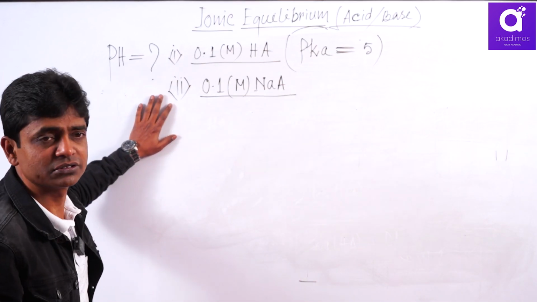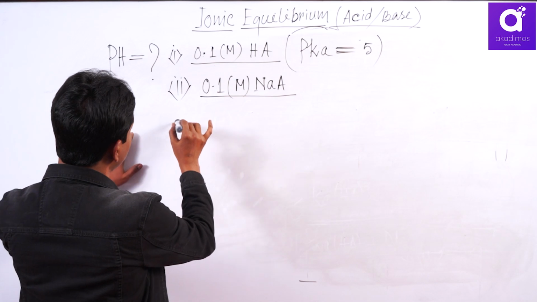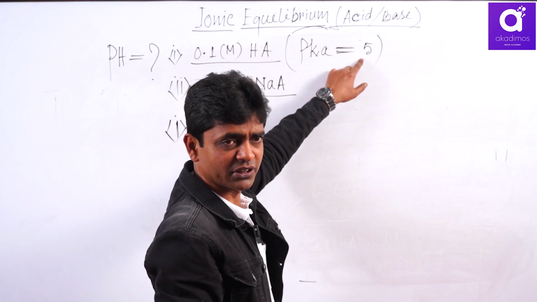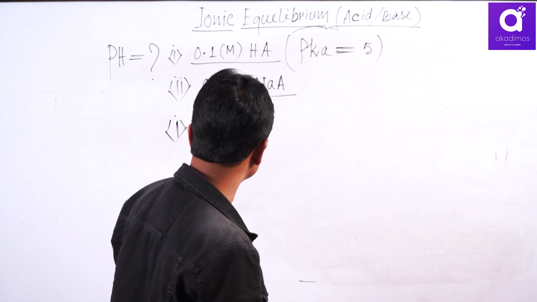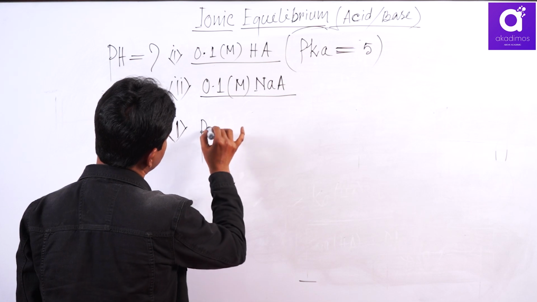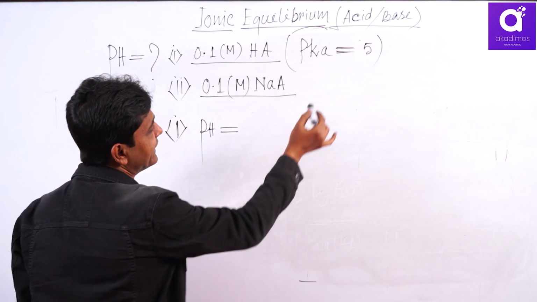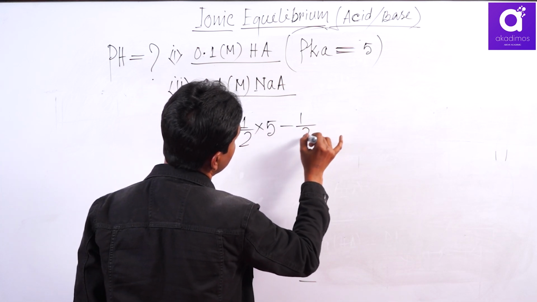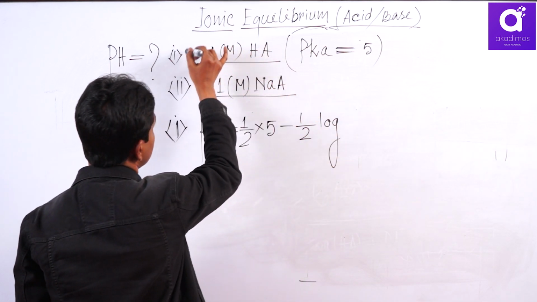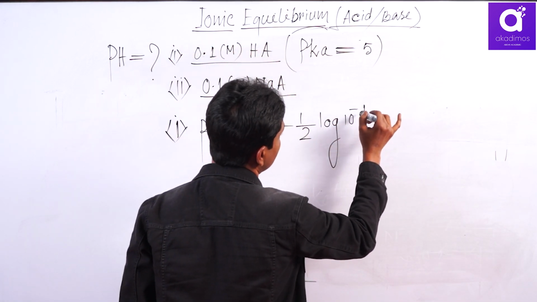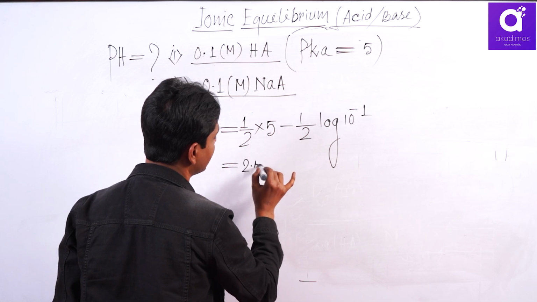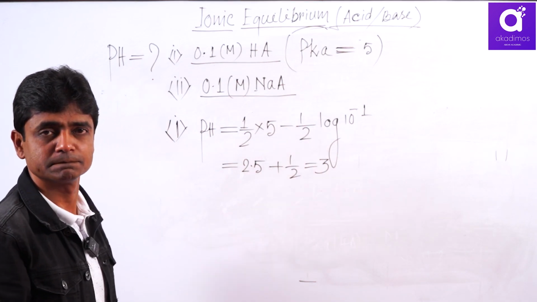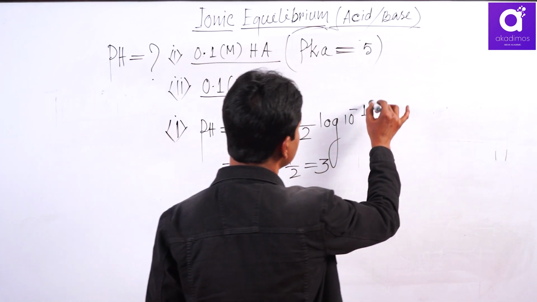Both pH you have to find out. How will you get it? Problem number 1 is very easy, by using that formula. Here pKa 5 means Ka is 10 to the power minus 5, alpha is negligible with respect to 1, and the formula, you know, is pH equal to half pKa minus half log C. That means half into 5 minus half log C, where C is the concentration, 10 to the power minus 1. Then it is 2.5 plus half, that means you got 3. Very easy. Okay.